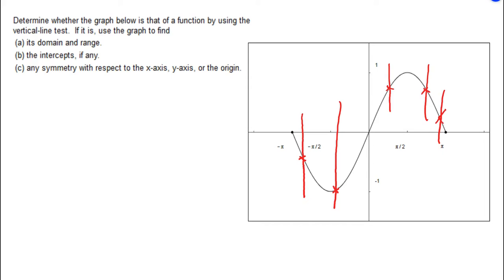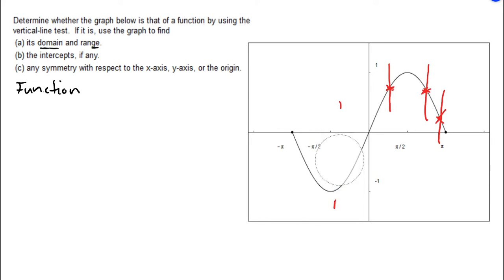The definition of a function is that every x has exactly one y, and because we're crossing in exactly one place, that means we have exactly one y value for every x. So this is a function. And now that we know it's a function, we want to find the domain and range.